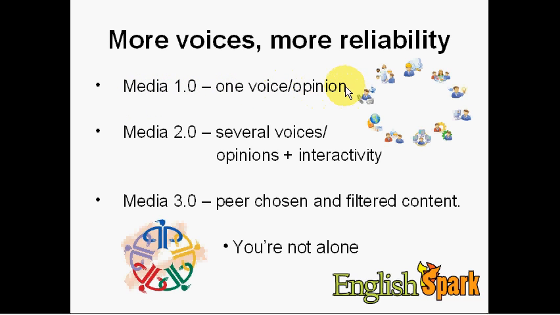With Media 1.0, we had one voice, one opinion. This is kind of television, radio. It was just a one-way form of communication. Now we're in Media 2.0. There's several voices, several bloggers, people adding their opinions and adding interactivity to news and information. In the future, we'll see Media 3.0, which will include peer-chosen and filtered content, so that the information that's getting to you is filtered through several layers so that you're getting the most important information.